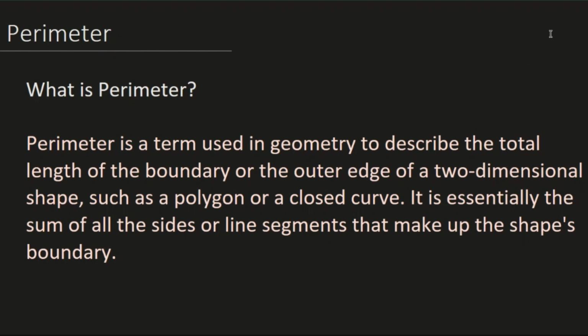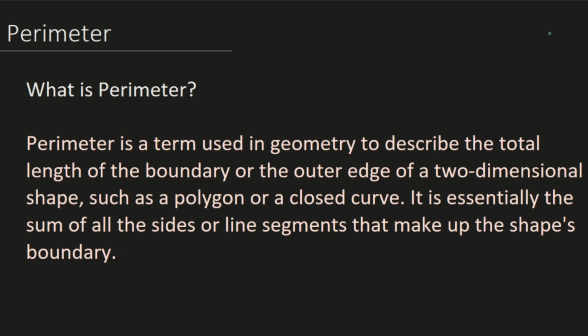Hello everyone. So in today's lesson we are going to learn about the perimeter. What does it mean by perimeter? Perimeter is a term which is used usually in geometry to describe the total length of the boundary or the outer edge of a two-dimensional shape such as a polygon or a closed curve. It is essentially the sum of all the sides or line segments that make up the shape's boundary.